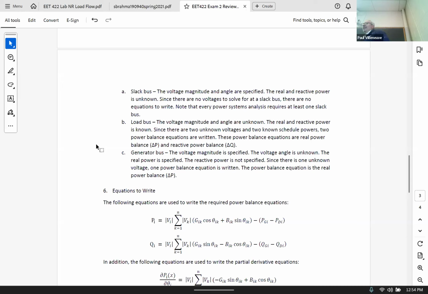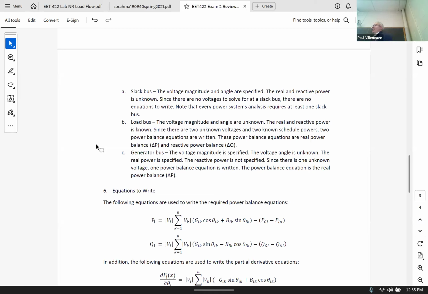Because I know the magnitude and the angle of the voltage, I set it. That's my reference bus. But that's a good thing because I can't write PQ equations at the slack bus, because I have no clue what the power injected is supposed to be there. So I have no way of actually checking if my result is correct. So I'm gonna lock it in at the magnitude and angle.